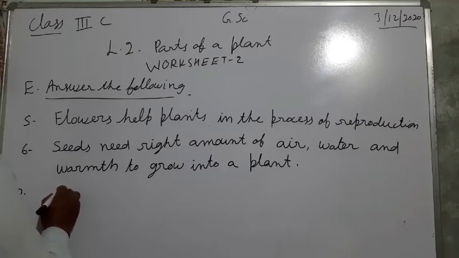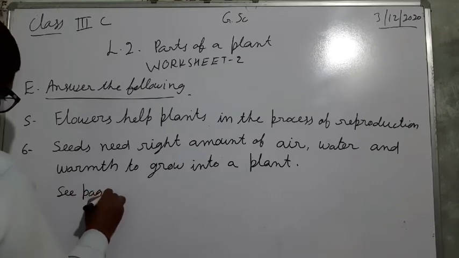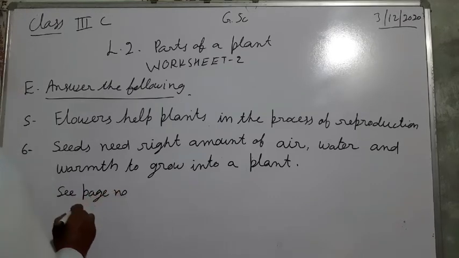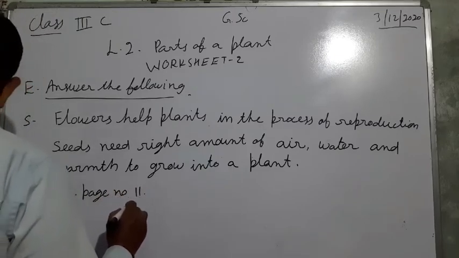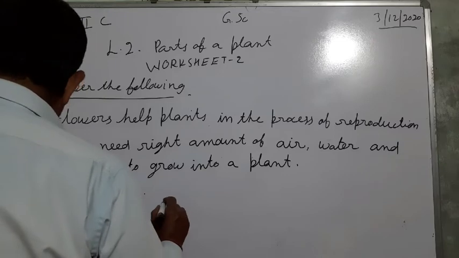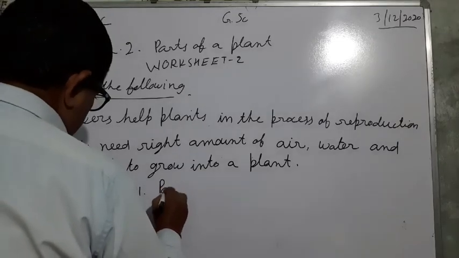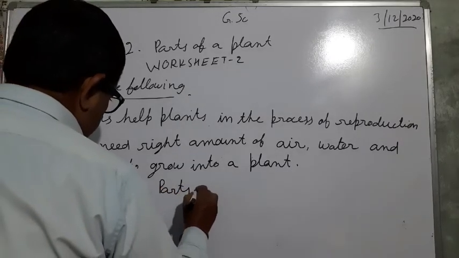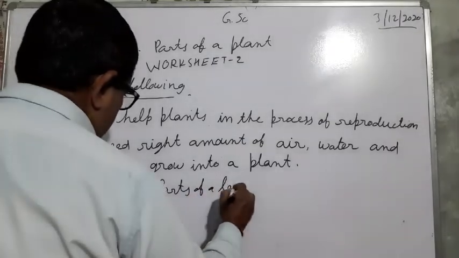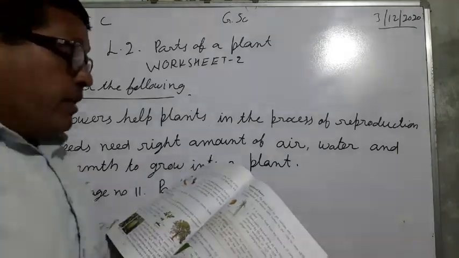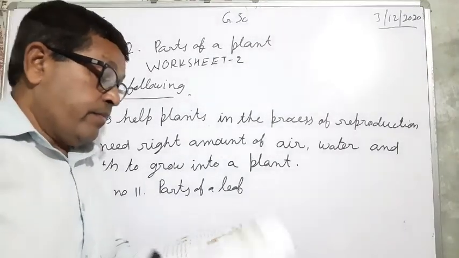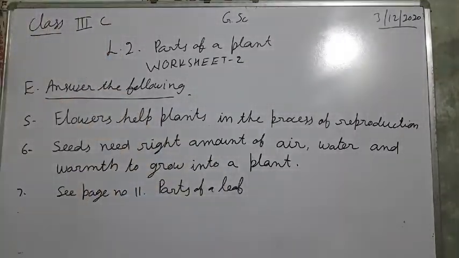See page number 11. Diagram, parts of a leaf. The parts of a leaf diagram is given here. You can draw this diagram. So this lesson is over.